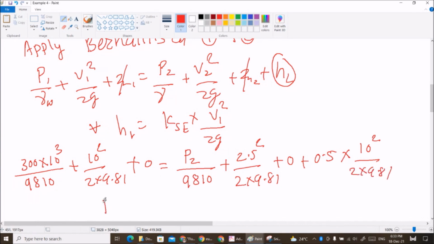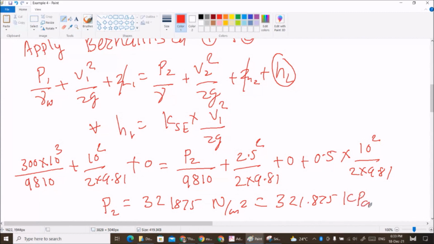So solve this equation, you will get P2 is equal to 321,875 Newton per meter square, which is equal to 321.875 kPa. Okay.